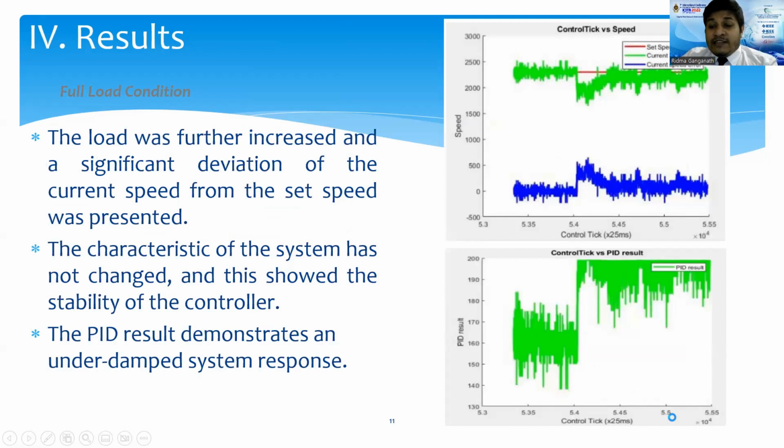The load was further increased, and significant deviation of the current speed from the set speed was evident. The error obtained in the given time period increased, but after a short time period, the current speed led back into steady state. The characteristic of the system has not changed, and this demonstrated the stability of the controller itself. The PID result demonstrates an underdamped system response throughout the three load conditions.